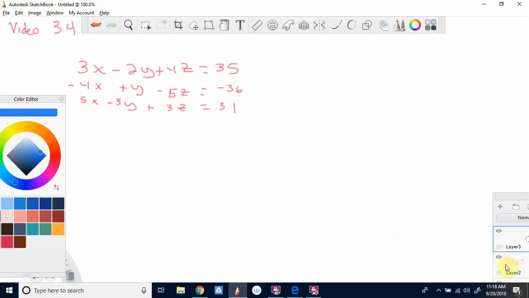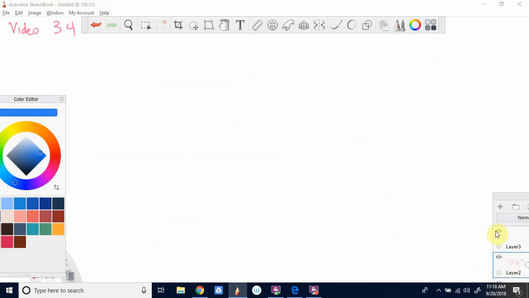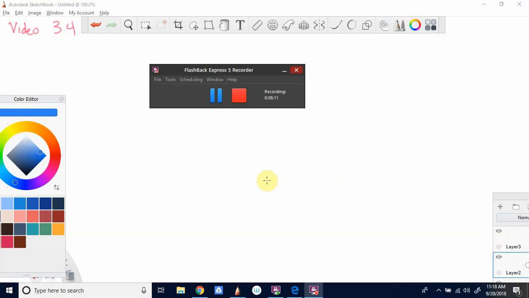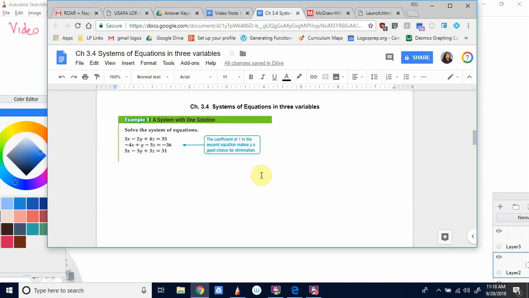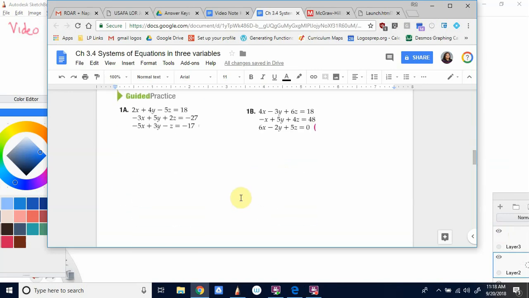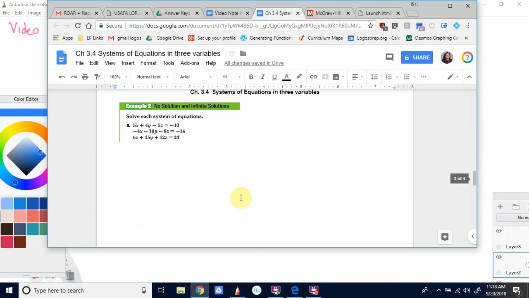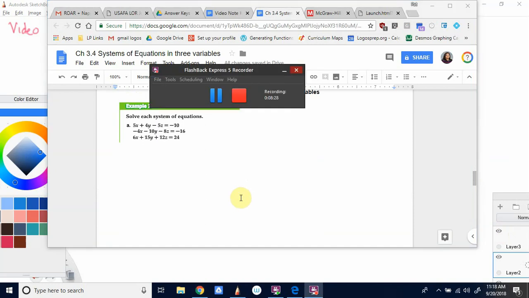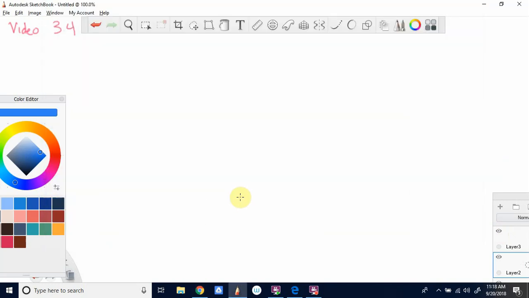All right, so now let's look at example 2 on our video notes. Example 2 says solve each system. Now we can have a possibility of no solutions or infinite solutions. We already saw the situations and the cases. Planes are a little bit harder to see, so we have to do them algebraically.